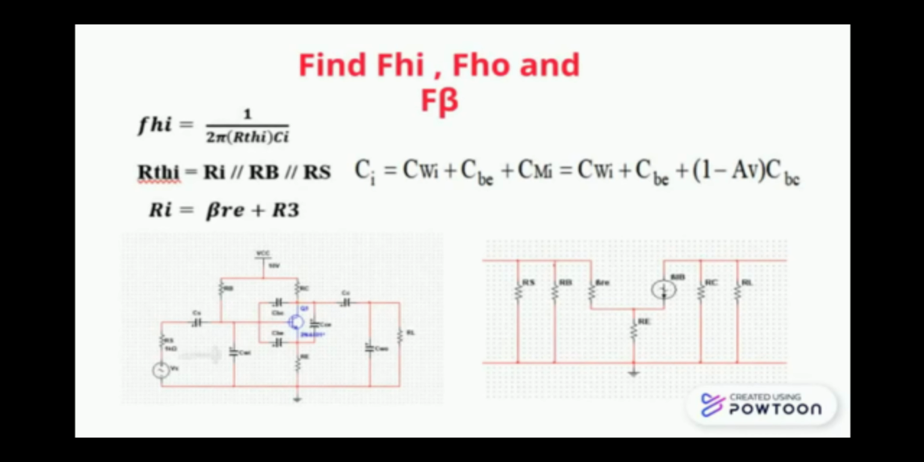Then we need to find the FHI, which is equal to 1 over 2 pi times RTH times CI. For the RTH, we take RI in parallel with RB in parallel with RS. And for the RI, it is beta RE plus R3. For the CI, we take CWI plus CBE plus 1 minus AV times CBC. AV we get from the AC analysis.